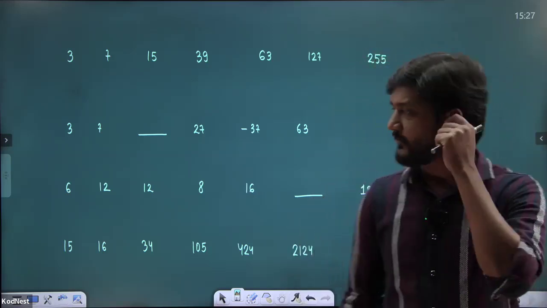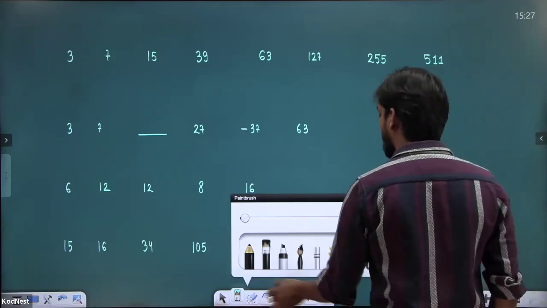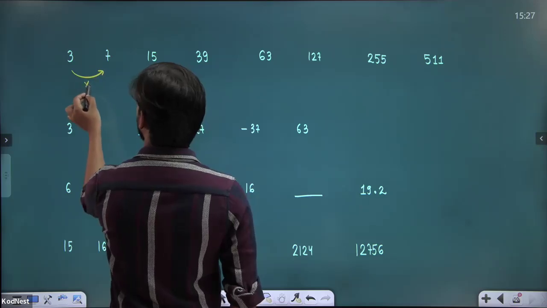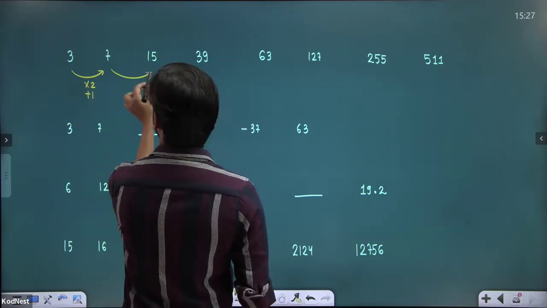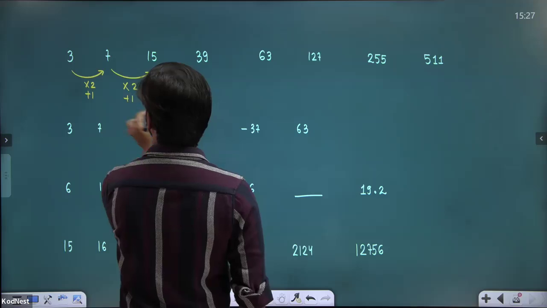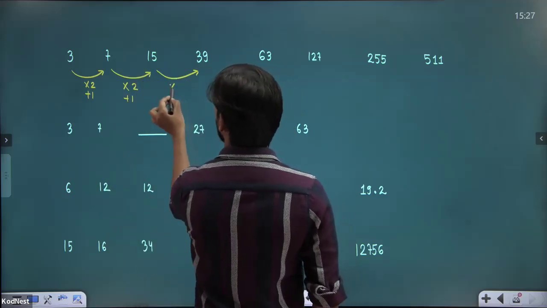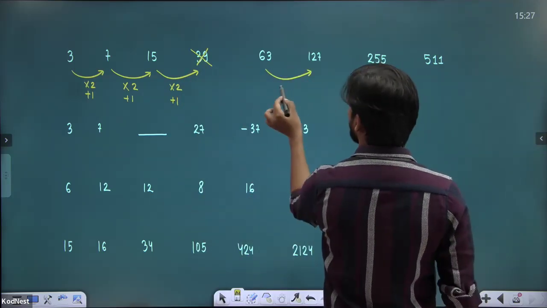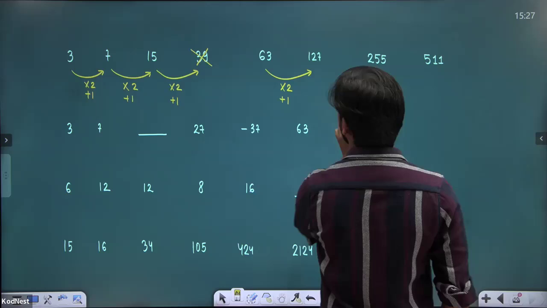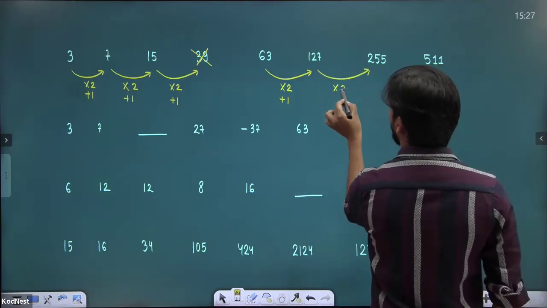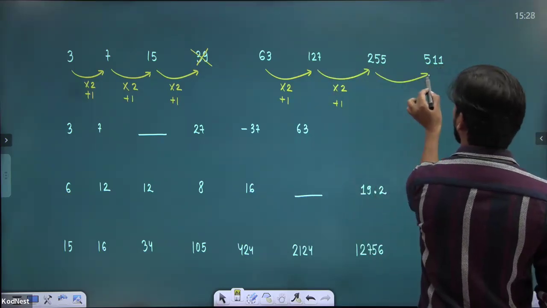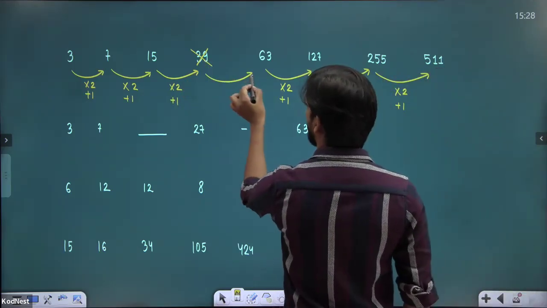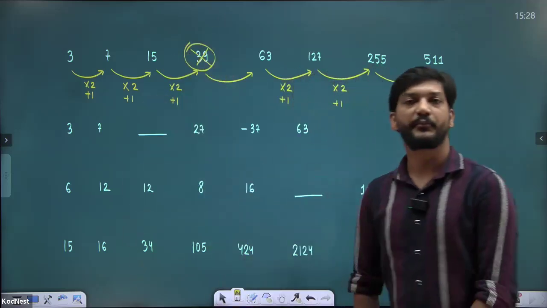So try to carefully observe in the first one. Everywhere it will work out, but somewhere it will not. So twice plus 1, 7. Again twice plus 1, 15. Again twice plus 1 will not give you 39. Here also twice plus 1 will give you 127. Here also twice plus 1 will give you 255. Here also twice plus 1 will give you 511. So this is the wrong number in the series.